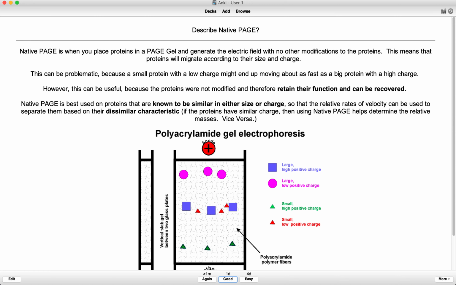Native PAGE is when you place protein in PAGE under an electric field. No modification is made. The protein will migrate according to size and charge. Proteins are not modified, therefore retain their function. Proteins similar in size and charge can be separated based on their characteristics.